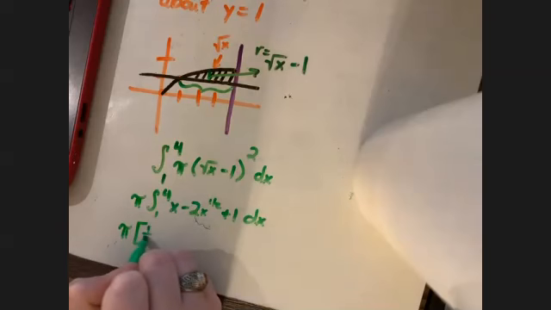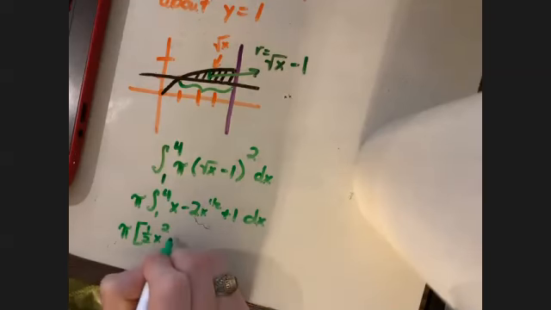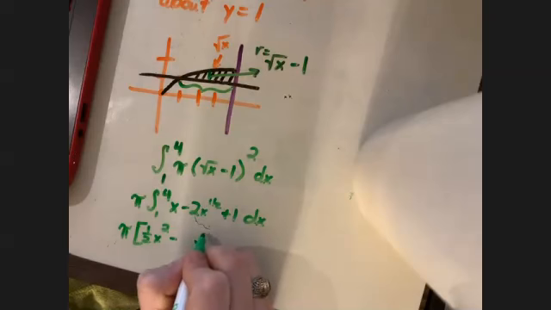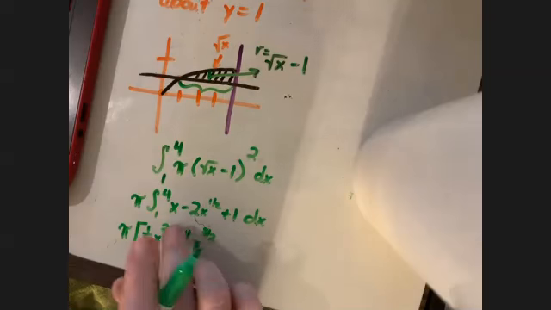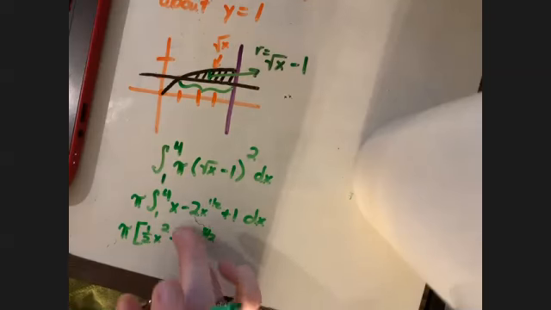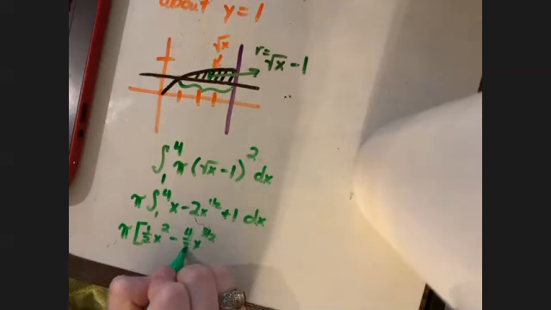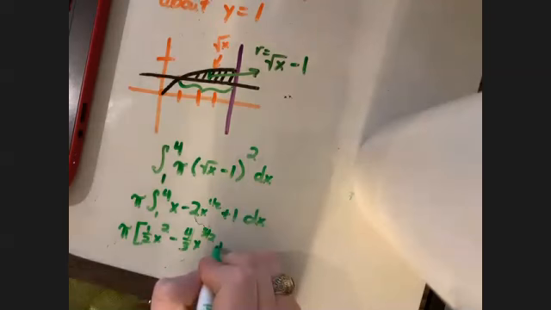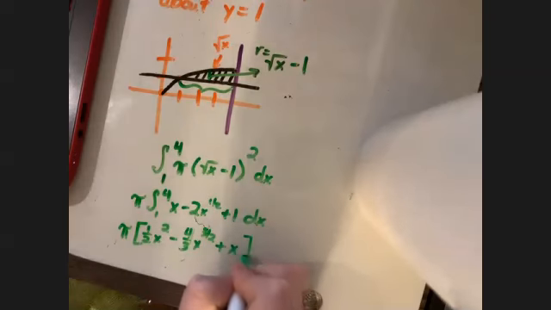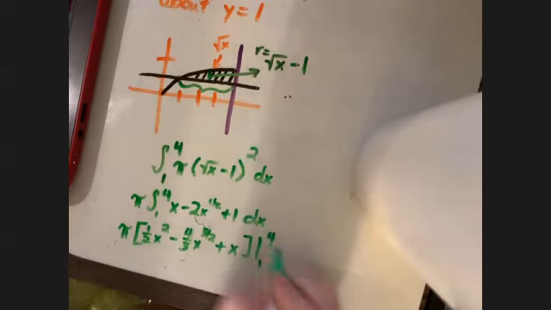It's going to go to 1/2 x squared minus, now that's going to go to x to the 3/2, which means that 2/3 is out in front. With that there is going to be 4/3 x to the 3/2, plus an x, evaluated from 1 to 4.